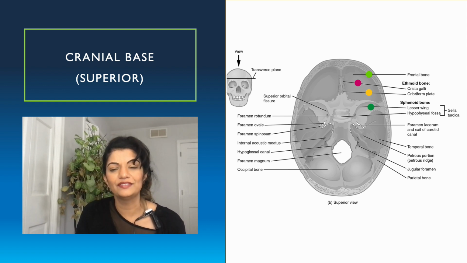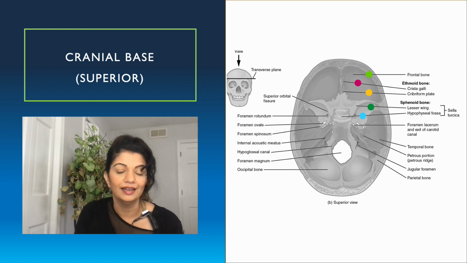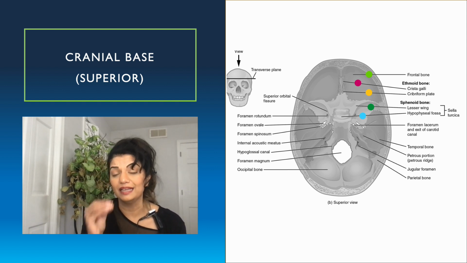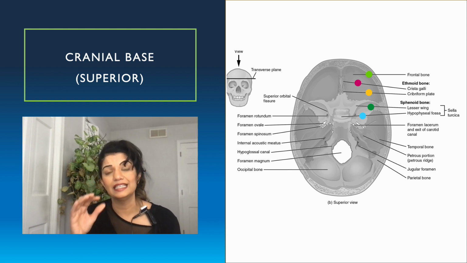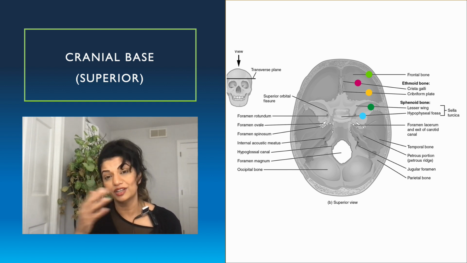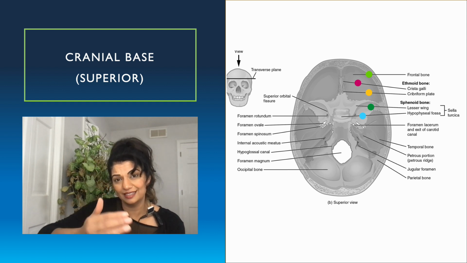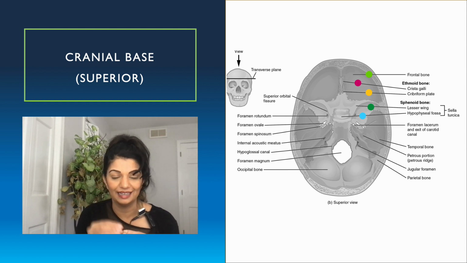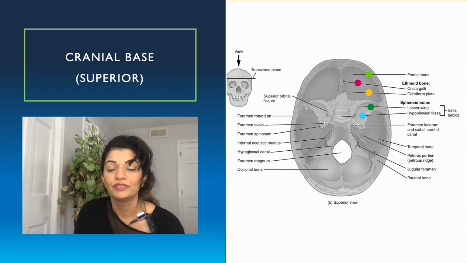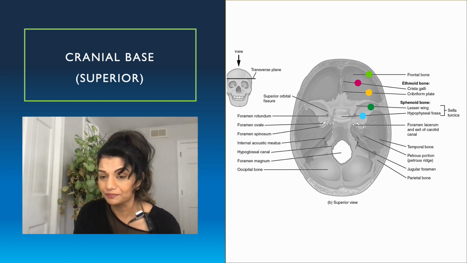Now let's look at the sphenoid bone, and there's two structures here. We've got the lesser wing and the hypophyseal fossa. Both of these together make something called the sella turcica, and that is translated to Turkish saddle. So it's the saddle-like appearance, and this houses the pituitary gland, including the stalks of the pituitary gland.